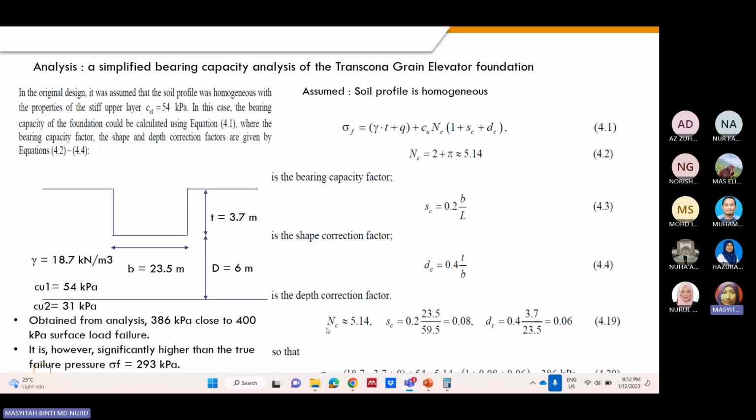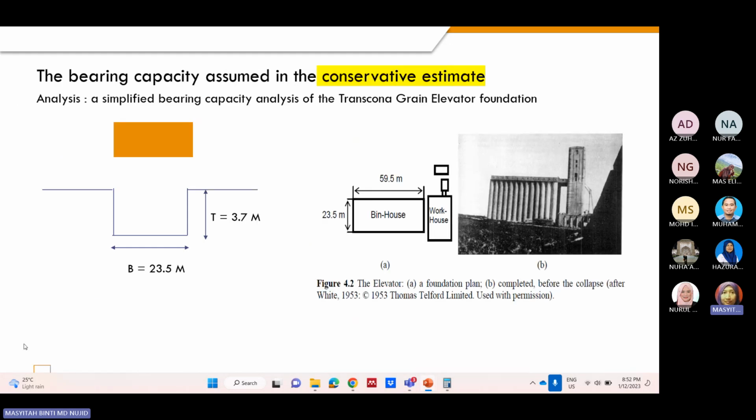Kemudian bila dia buat calculations, from the analysis, it was found that the sigma F sama dengan 386 surface load, iaitu close to 400 kPa. However, it is significantly higher than the true failure pressure of 293. Maknanya yang dia calculated tu sebenarnya lebih tinggi daripada yang berlaku pada site. So 386. Maknanya analisis ni konservatif lah. Dia not indicates the real failure of the site.